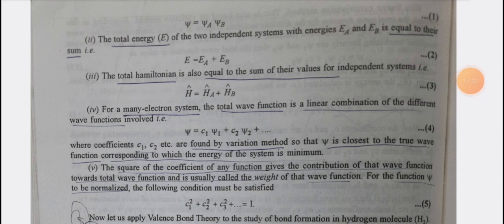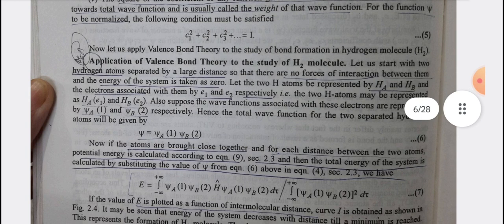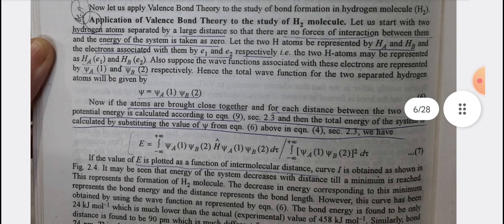Now let us apply the valence bond theory to the study of bond formation in the hydrogen molecule H2. Application of valence bond theory to the study of H2 molecules. Let us start with two hydrogen atoms separated by a large distance so that there are no forces of interaction between them. The electrons associated with them are E1 and E2 respectively, that is, the 2 H atoms may be represented as HA E1 and HB E2.